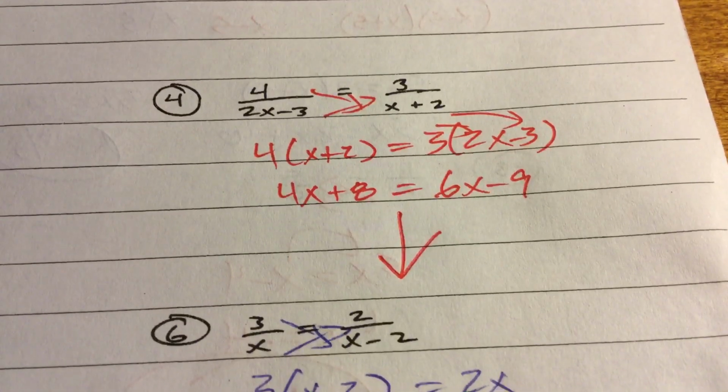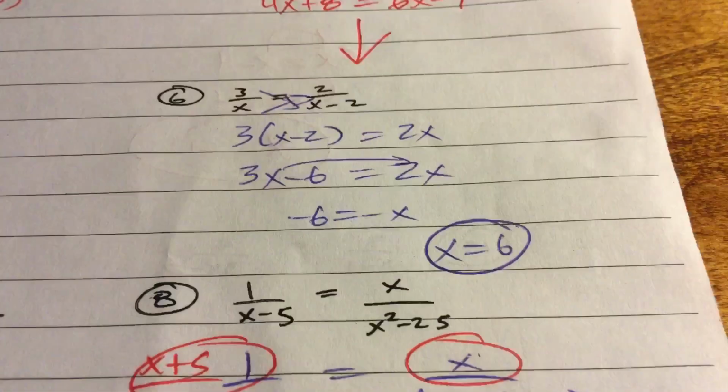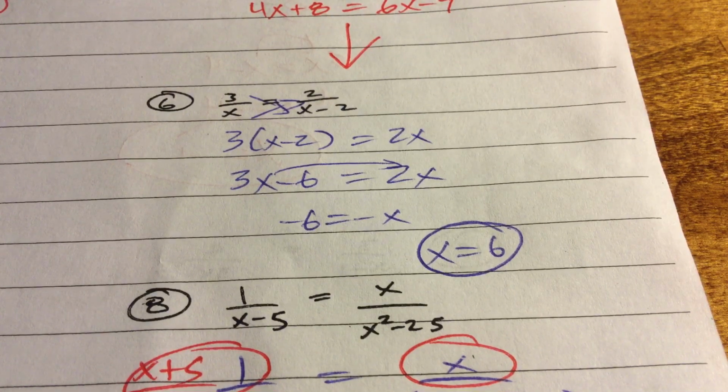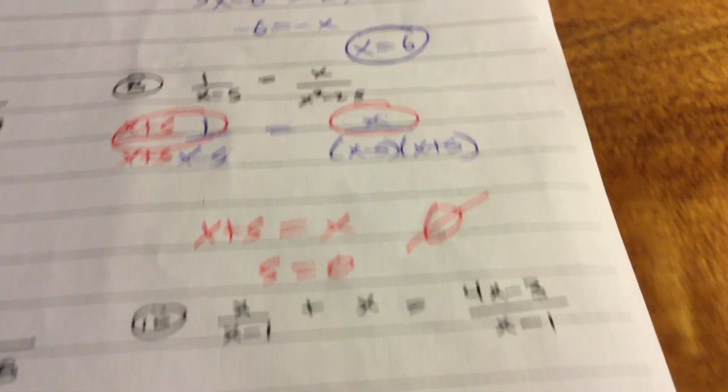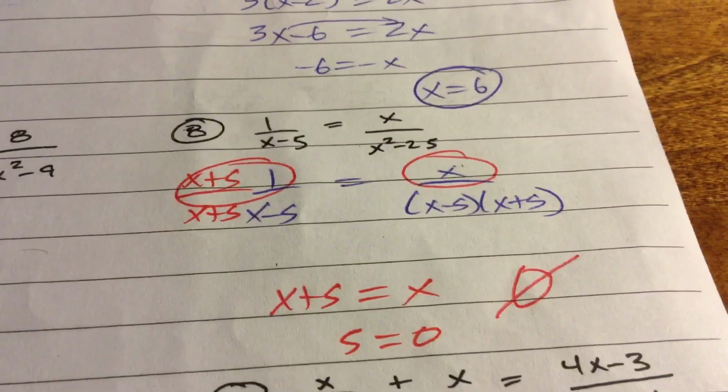Number 4, I set that up again. 4 times x plus 2 equals 3 times 2x minus 3. That's 4x plus 8 equals 6x minus 9. I believe you get like 8.5. That looks pretty good. All right, this next one, you're going to have 3 times x minus 2 equals 2 times x, and I did solve that one. X equals 6. Now, you could cross multiply here. That's fine. In fact, a lot of you just might do that.